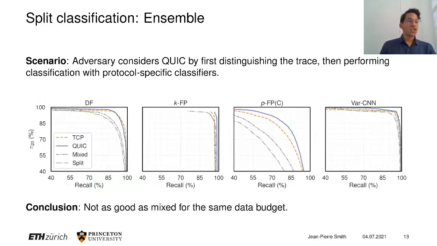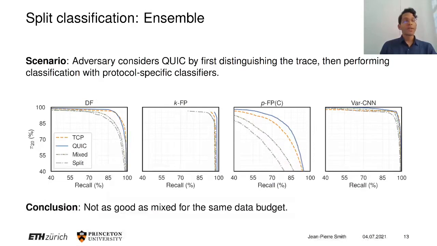Surprisingly, this split classification approach performed worse than the mixed classifier. Despite the TCP and QUIC classifiers performing very well, the result of the split classifier is not that it performs as the weighted average of these two classifiers. And the reason for this is that unlike the mixed classifier, in the split ensemble, the individual TCP and QUIC classifiers only see a fraction of the samples of the two protocols. So the TCP classifier sees only the TCP, the QUIC only the QUIC, whereas the mixed classifier is able to leverage information common to these two protocols in the samples it sees.